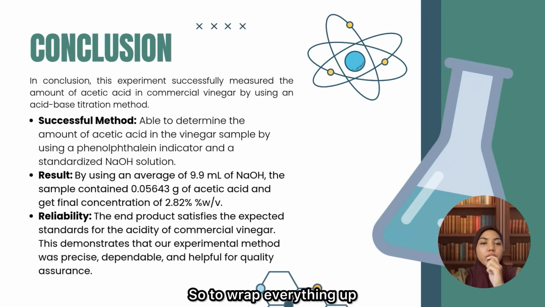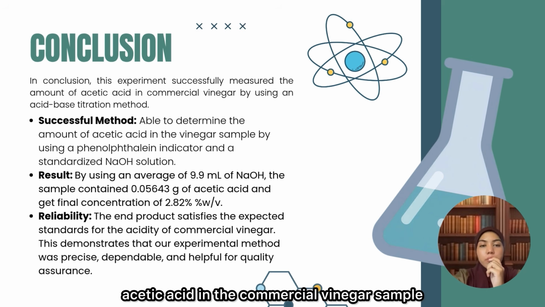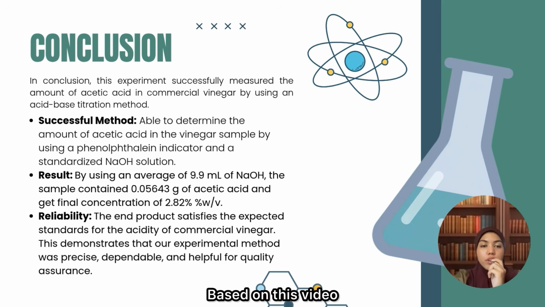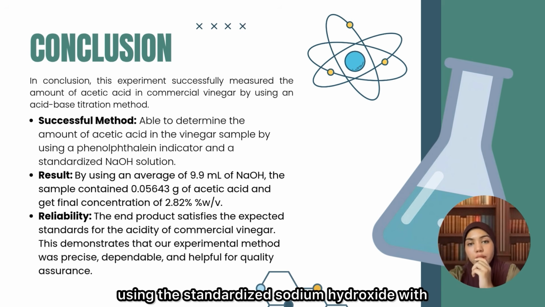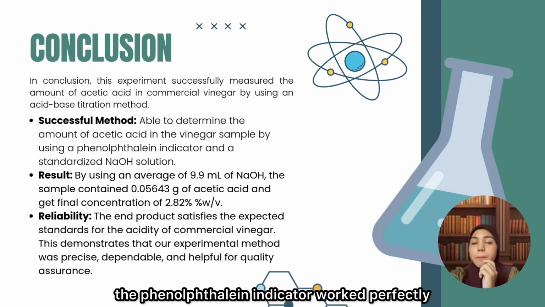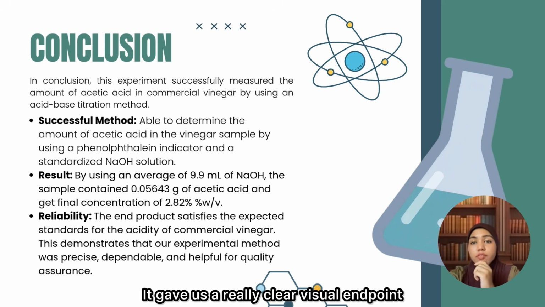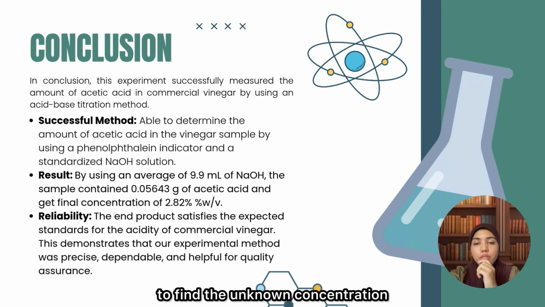Alright, so to wrap everything up, the experiment was a success. We managed to measure the exact amount of acetic acid in the commercial vinegar sample using our acid-base titration method. Based on this video, there are 3 main things we want to take away. First, about the method itself, using the standardized sodium hydroxide with the phenolphthalein indicator worked perfectly. It gave us a really clear visual endpoint to find the unknown concentration.